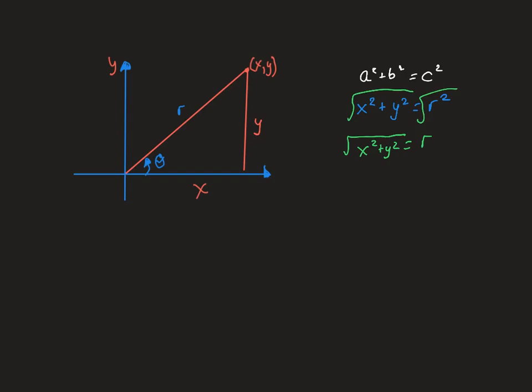Now, some other things we do know about this. Let's say I wanted to take sine or cosine. Sine of theta should be opposite over hypotenuse, so opposite, which is y, over r. And cosine of theta should be adjacent over hypotenuse.